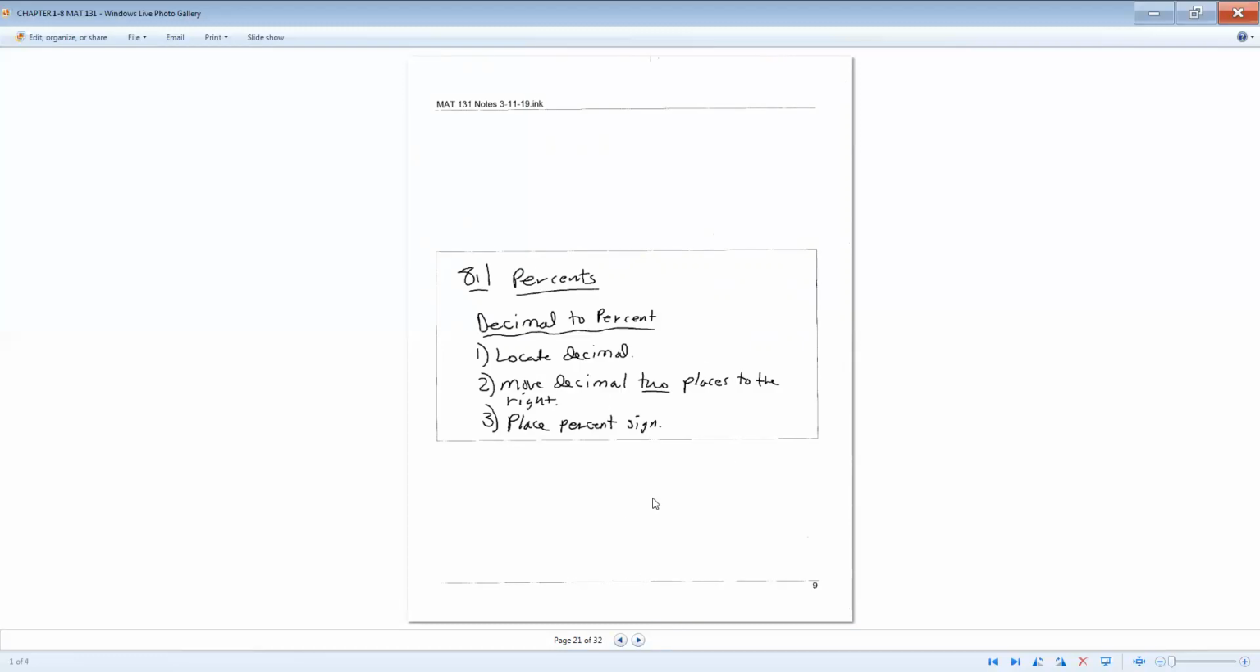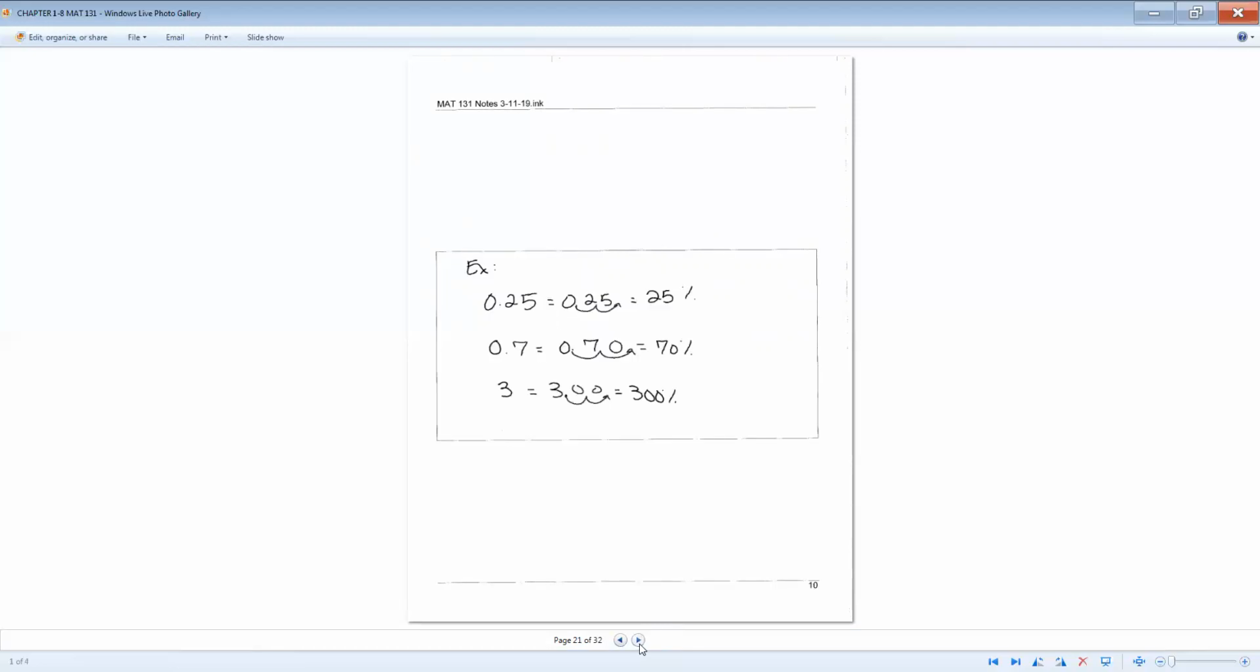All right. Last one, percents. If you want to convert a decimal to a percent, first thing you do is locate the decimal, then move the decimal 2 places to the right, place your percent sign. So if I have 0.25, move your decimal 2 places to the right, it's 25%. If I have 0.7, move it 2 places to the right, make sure you use a 0 as a placeholder, that'll be 70%. And then here 3 as a percentage would be 300%, moving 2 places to the right, use 2 zeros as placeholders.